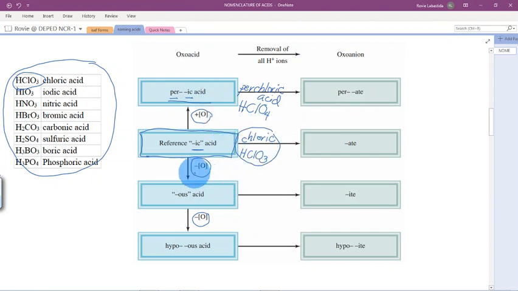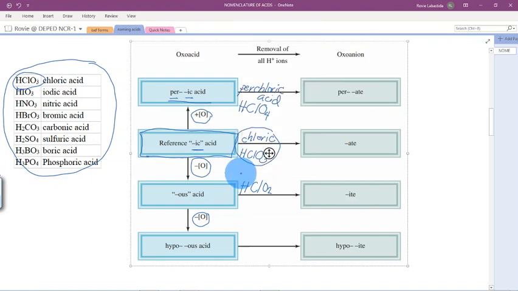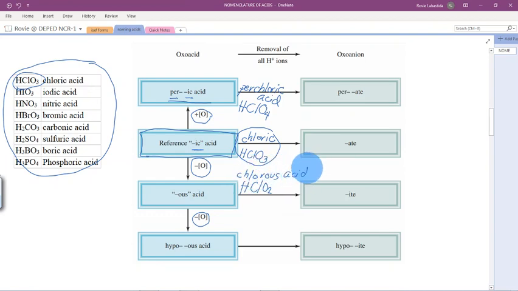If we remove one oxygen atom from our reference, which is chloric acid, it will become HClO2, right? So from chloric acid, it will become an ous acid, and the name would be chlorous acid. There you go.